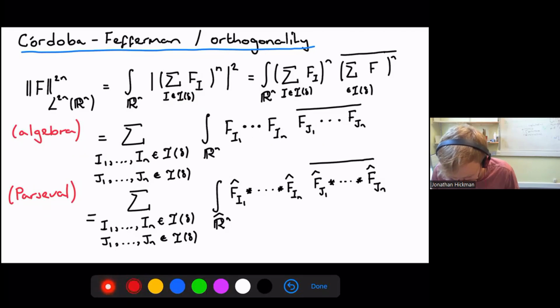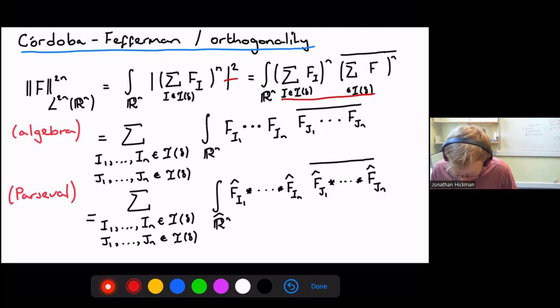I'm also going to do some gymnastics with the exponents. So I'll write the 2n power of the absolute value as the absolute value to the nth power, squared. Once we do this, I'm just going to expand out the square of the absolute value as the product of the complex number and its conjugate. So that's here.